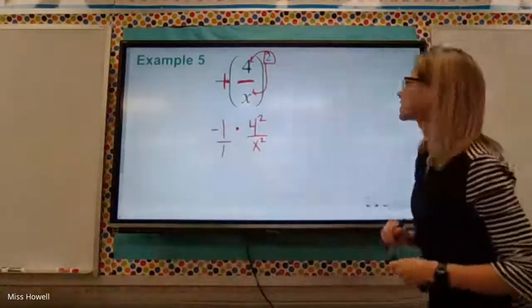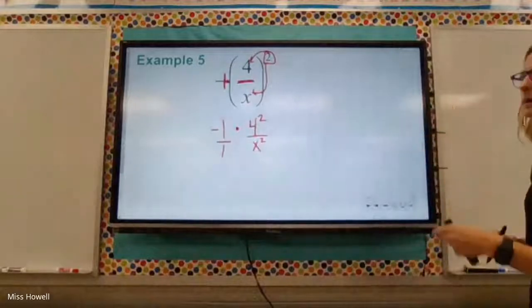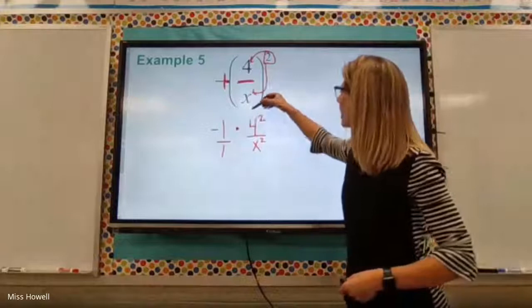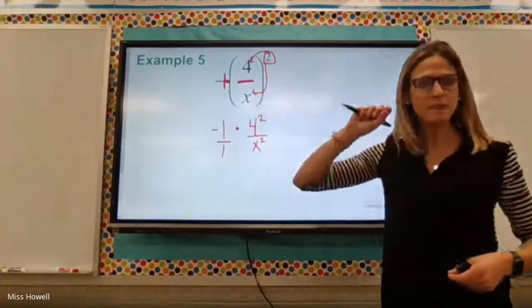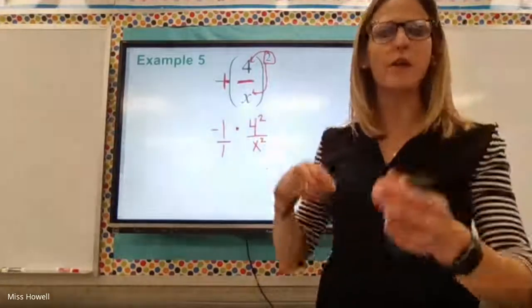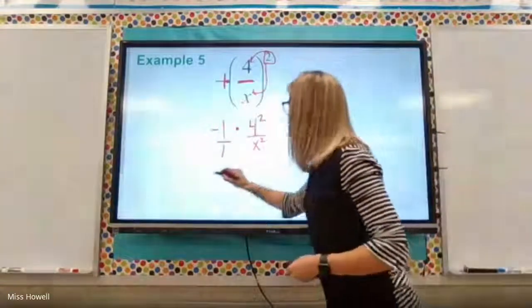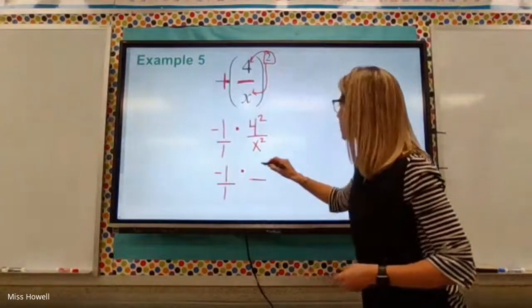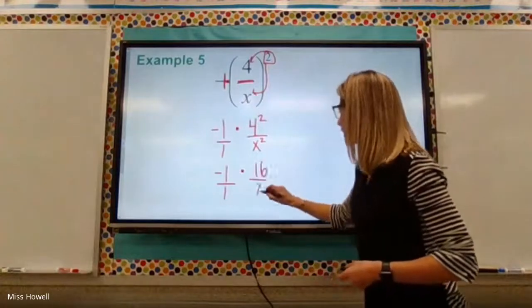So I'm going to make that a fraction also. It's -1 over 1 times 4 squared over x squared. All right, let's simplify here. This is a positive exponent, so we can do that math. As long as the exponent's positive, we can go to our calculator and do our math. So 4 squared. So -1 over 1 times our now 16 over x squared.